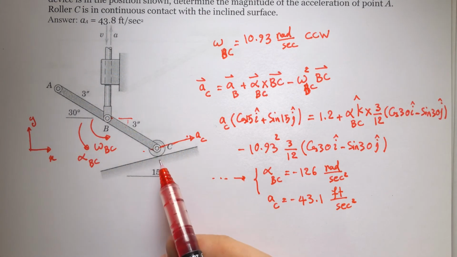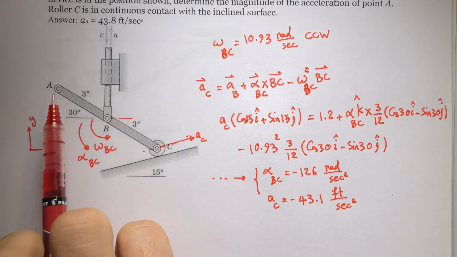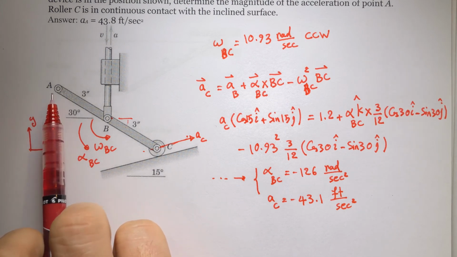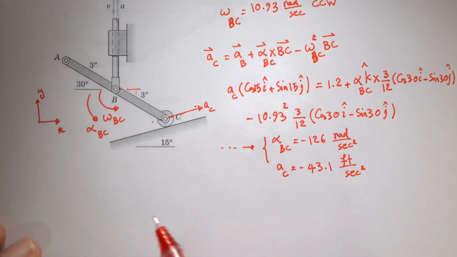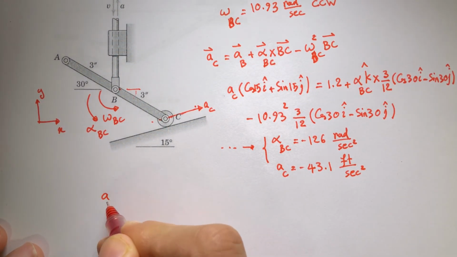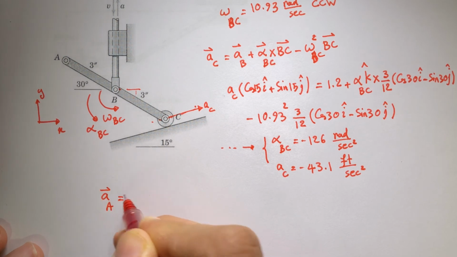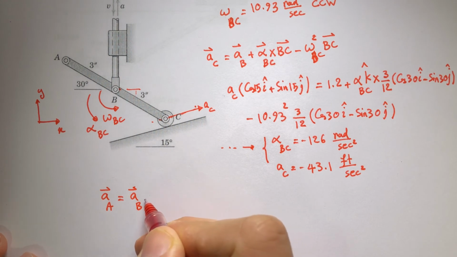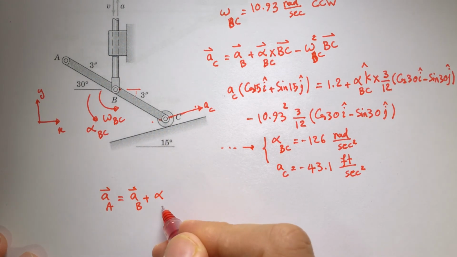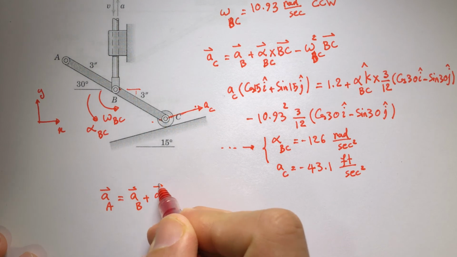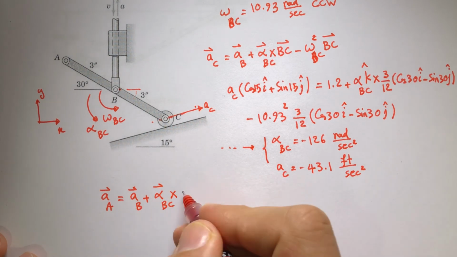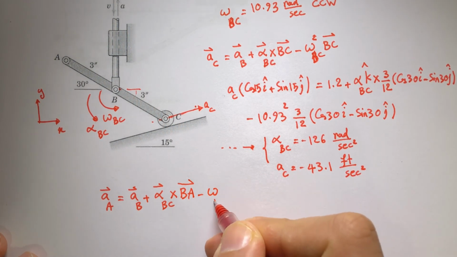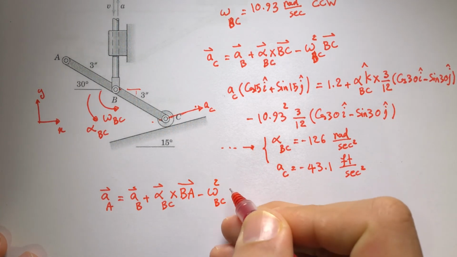Okay. After finding alpha of this link, now I'm going to be able to find acceleration of A by writing the relative acceleration equation between A and B. So let's do that. Acceleration of A is equal to acceleration of B plus alpha of this link, which we called alpha BC, cross product to BA, minus omega of this link, which we called omega BC, squared times BA.